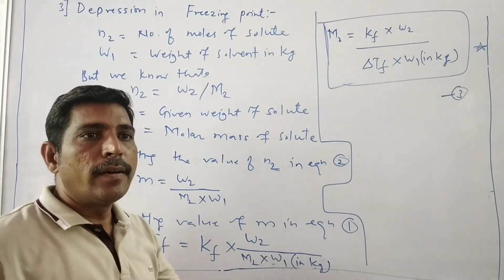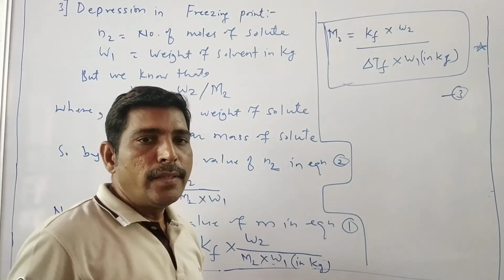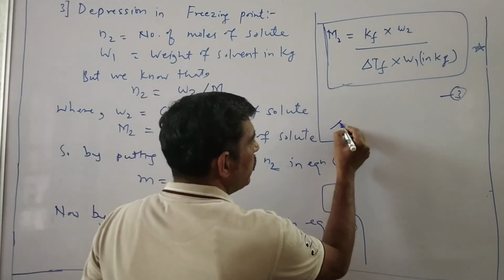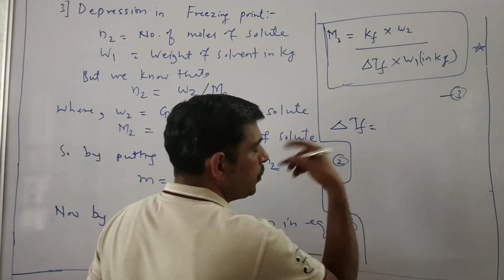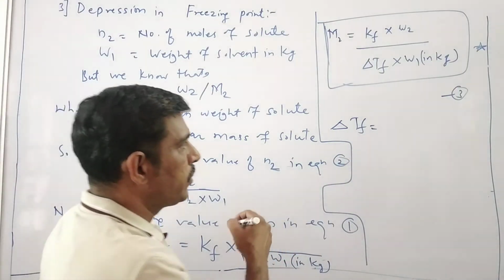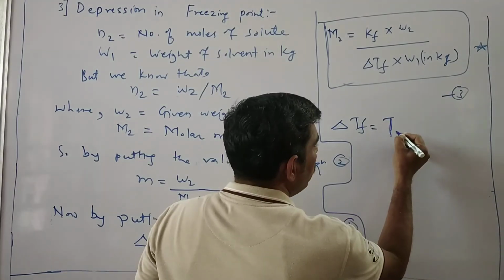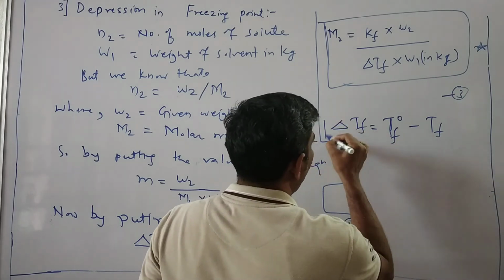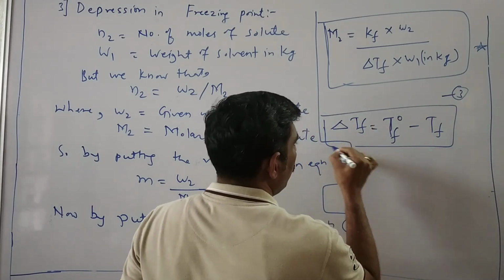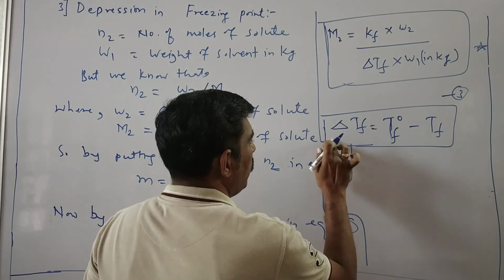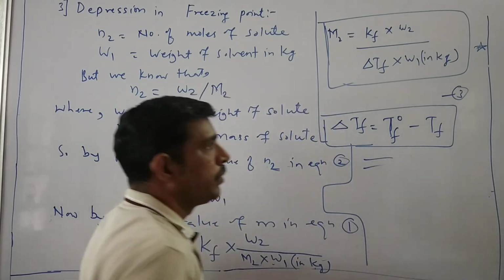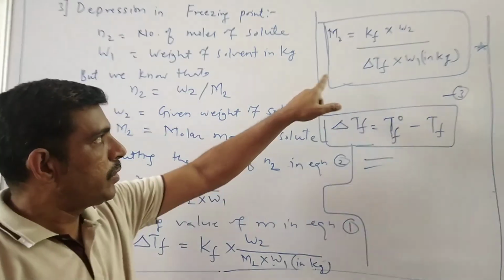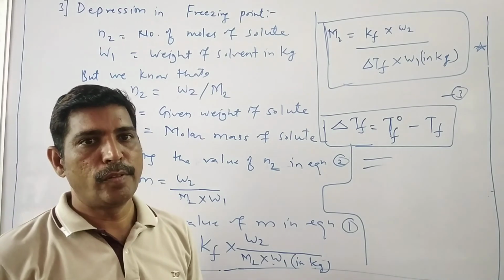Sometimes the freezing point of either solvent or solution may be asked, so at that time we will use the expression for delta Tf, that is freezing point of solvent minus freezing point of solution. So this is the expression for the depression in freezing point as well as molar mass, and with the help of this equation we can easily find out the molar mass of the given solute. Thank you.